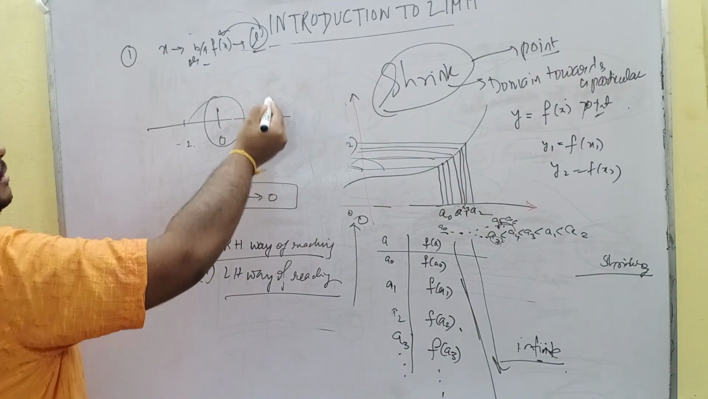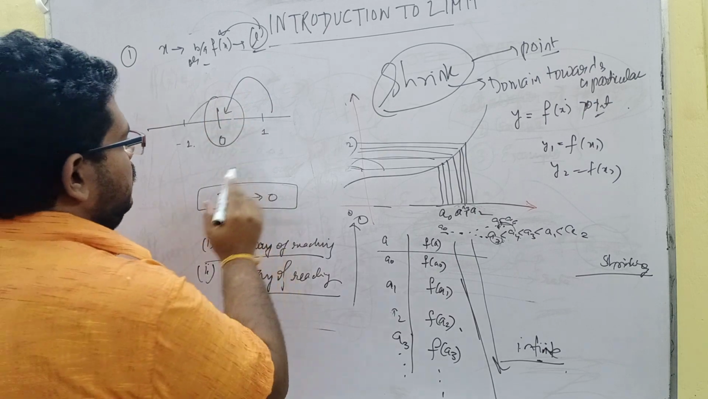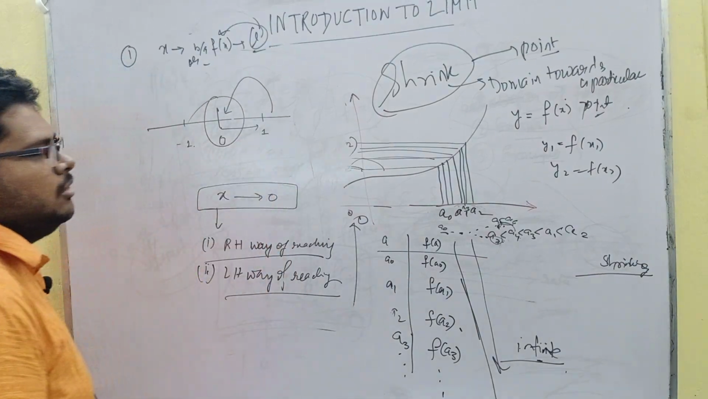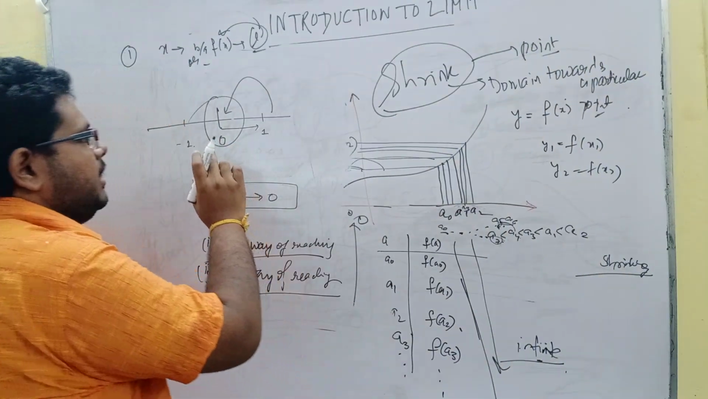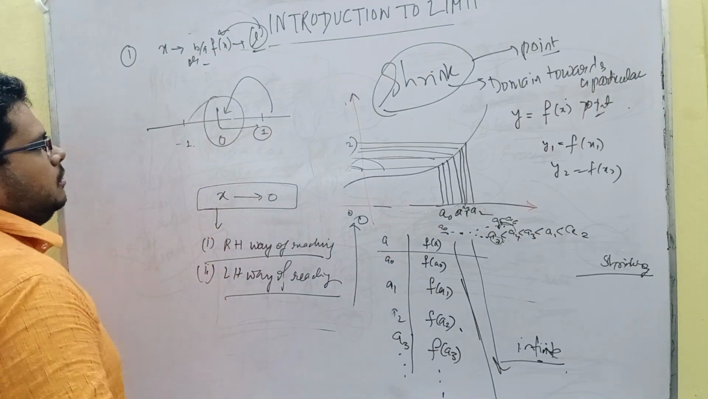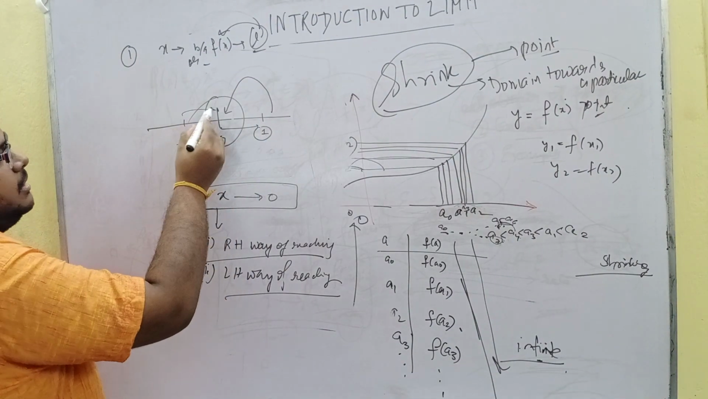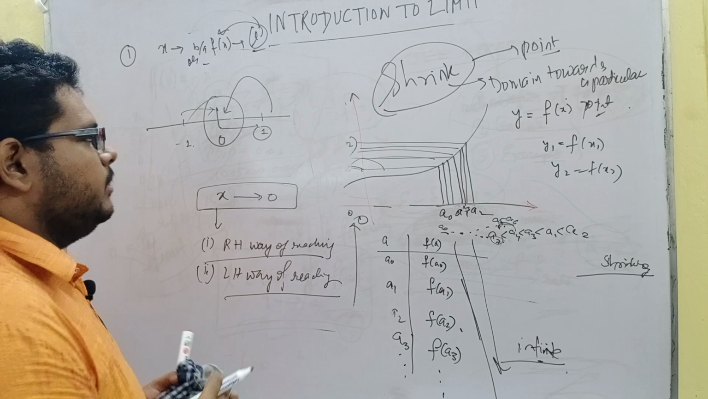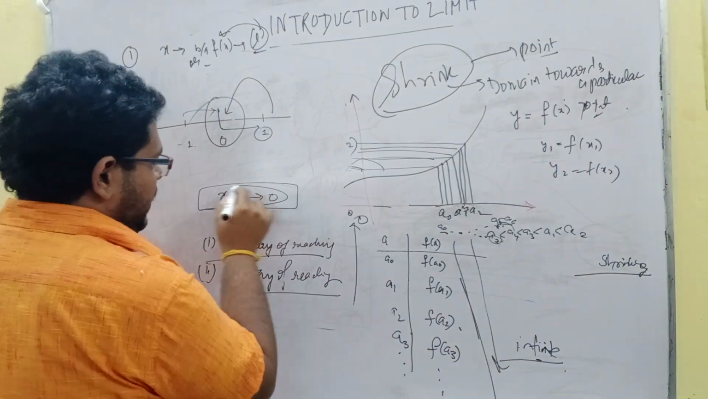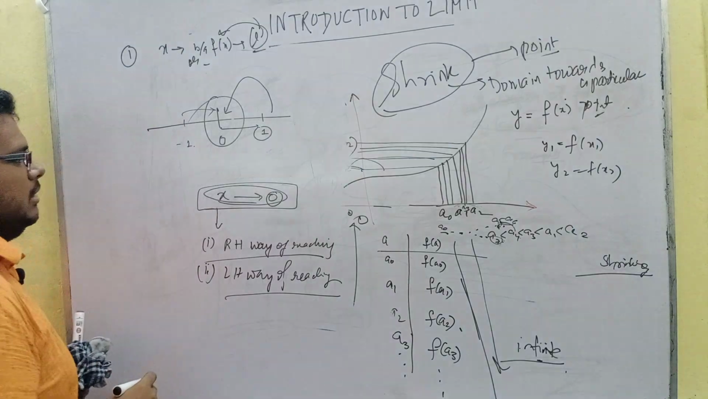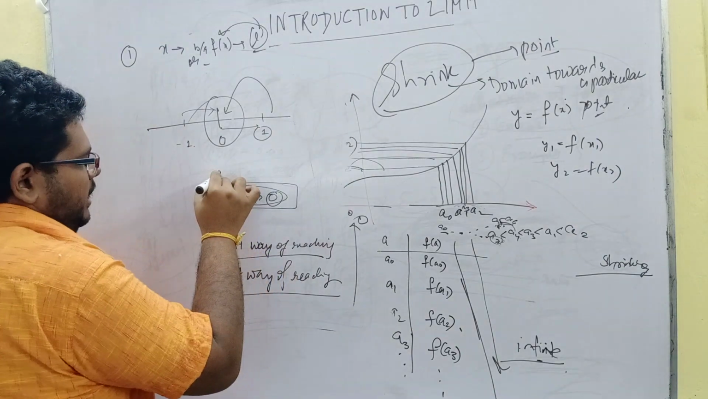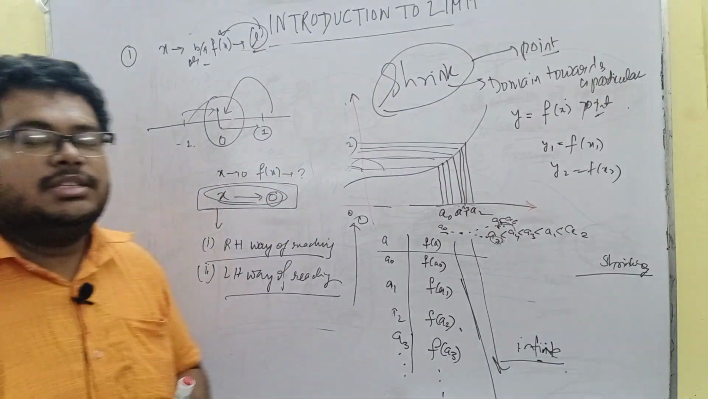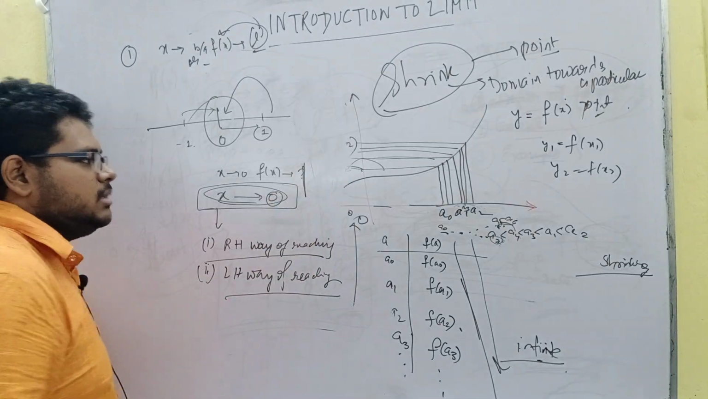So I can obviously reach 0 from 1, from the right hand side of 0. From the left hand side of 0 I can obviously reach 0 from minus 1. So there are two ways of reaching 0. As we are trying to analyze where x is going, that is 0, we want to analyze if x goes to 0, then where does f(x) go? This is the main motive that we are trying to discuss.